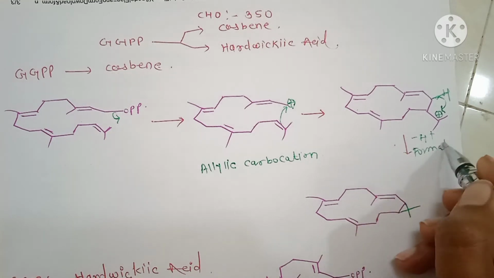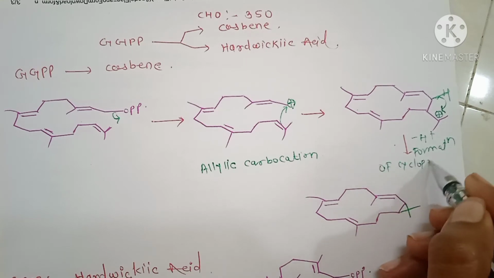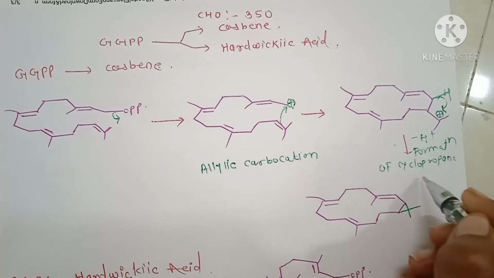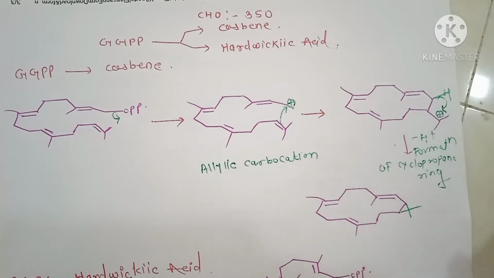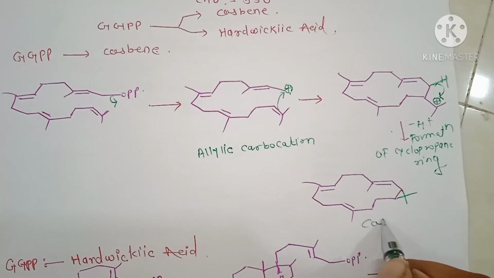Formation of cyclopropane ring, and this is the structure of casein B. Okay.